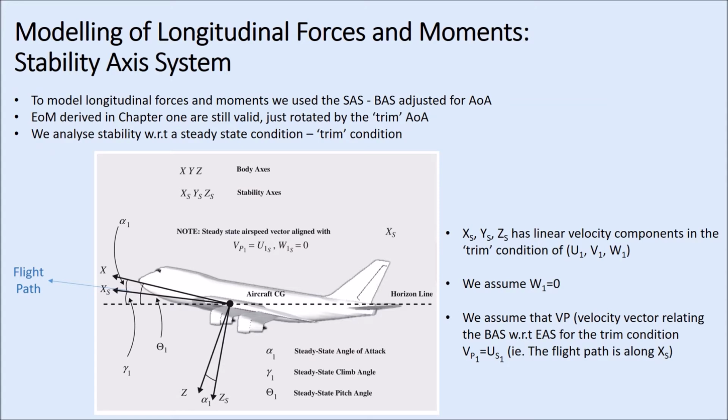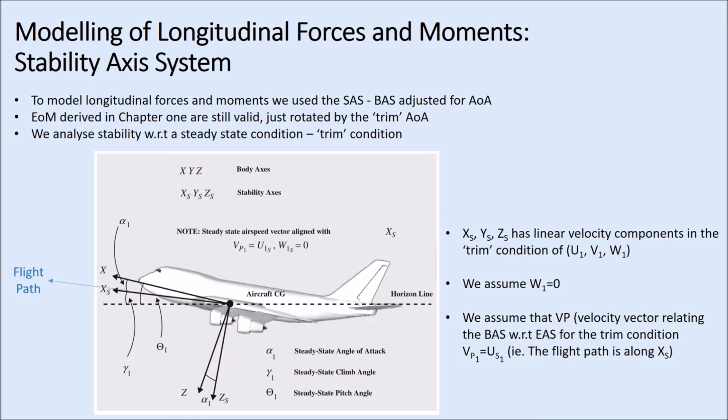So next we should discuss what's called the stability axis system. I've mentioned this briefly before, but essentially the stability axis system is the one that we're going to use to model the longitudinal forces and moments, because it's convenient for us to rotate the body axis system and adjust the body axis system for angle of attack, because it makes our math a little bit easier when we come to look at how the aircraft is essentially changing its attitude and its position with respect to that axis system.